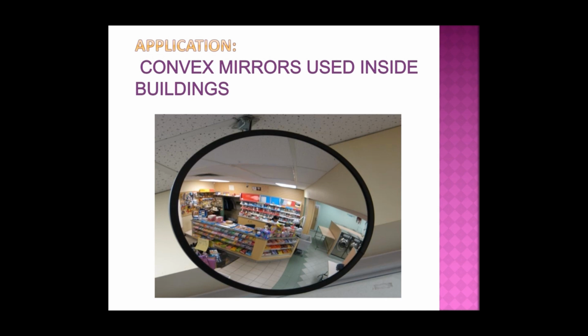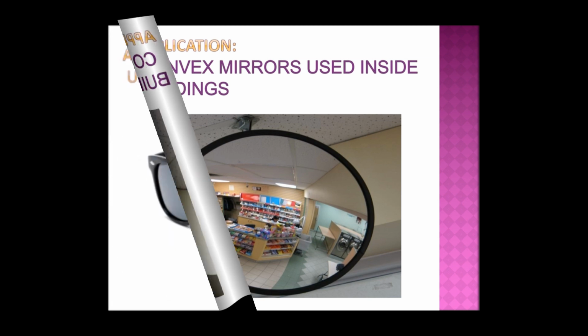Let us look at the pictures and analyze how they are used in our daily lives. These are types of convex mirror. Large offices, stores, and hospitals use convex mirrors to let people see around the corner so that they can avoid running into each other and prevent any collision.